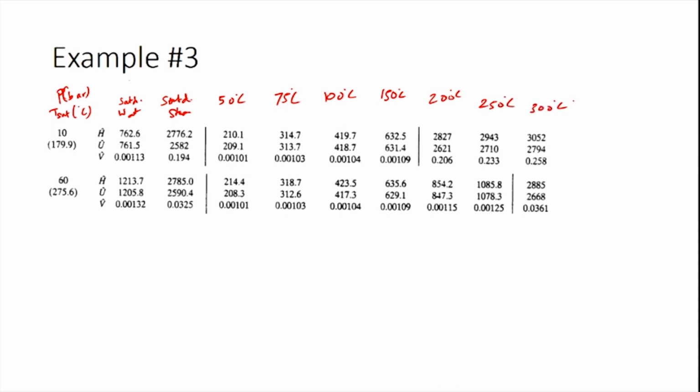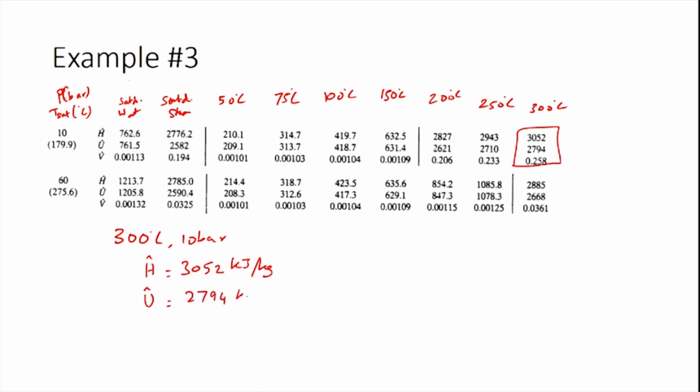Now, let us look at the values we have. The final condition is 300 degrees Celsius and 10 bar. So, 10 bar is the value given here and 300 degrees Celsius would be this particular column. So, we have H cap given as 3052 kilojoules per kilogram, U cap given as 2794 kilojoules per kilogram, and V cap given as 0.258 meter cube per kilogram.